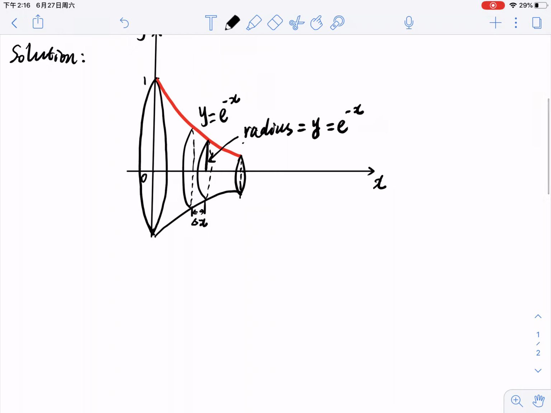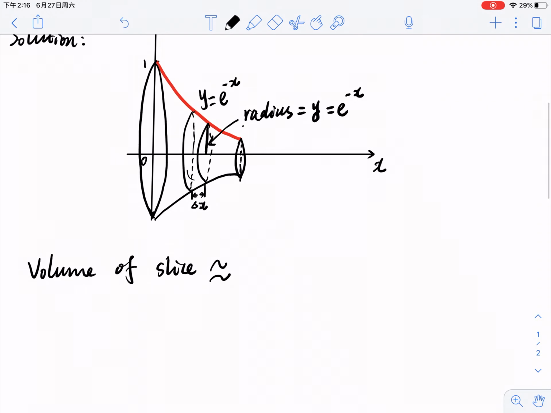So the volume of this slice can be approximated by the area of this circular disk with thickness delta x. So the volume is equal to the area of the base times the height. So it's pi y squared delta x. We know y is e to negative x. So this is pi e to negative x, then square, delta x.